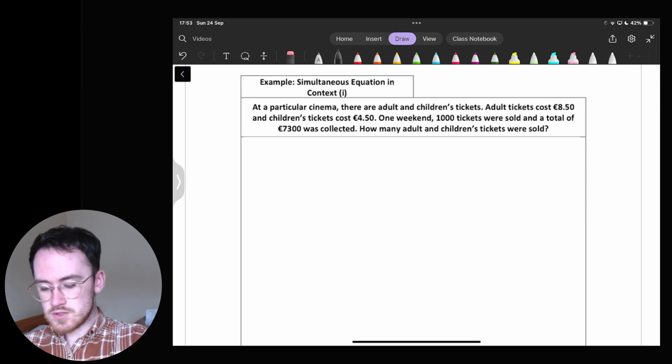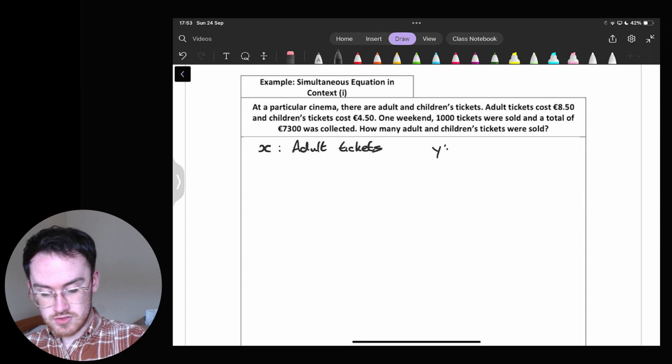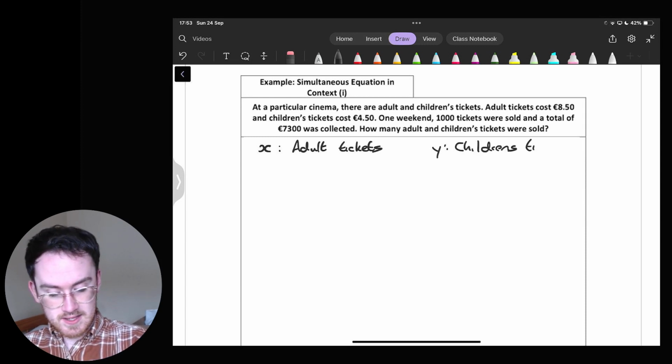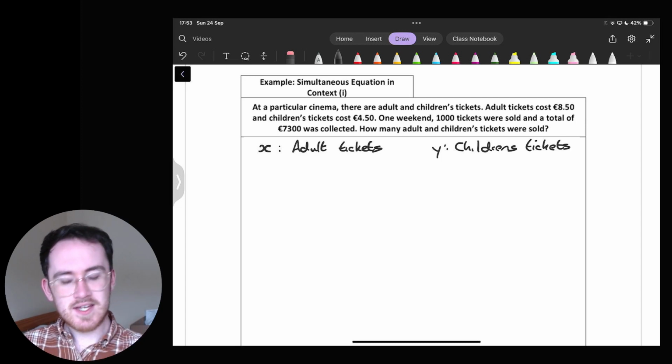So in this question, we have two things we don't know. If we let x be the number of adult tickets, and we'll let y be the number of children's tickets. We're keeping it fairly simple. We could use A and C either. It really doesn't matter what letters you use, we're just identifying what the unknowns are.